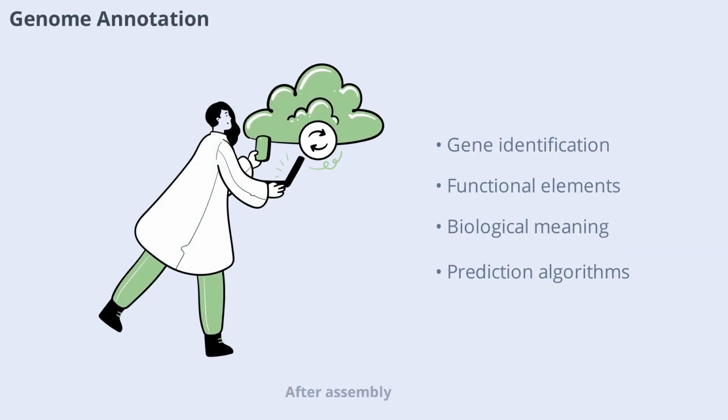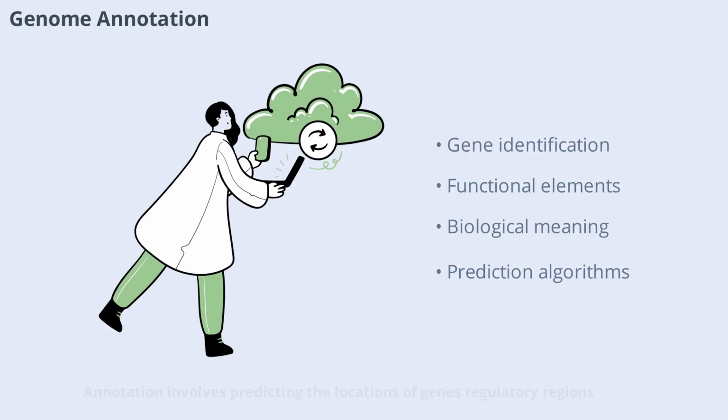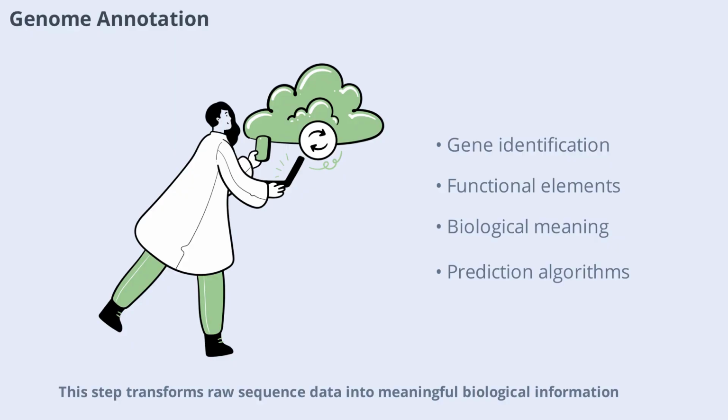After assembly, scientists annotate the genome to identify genes and other functional elements. Annotation involves predicting the locations of genes, regulatory regions, and non-coding RNAs. This step transforms raw sequence data into meaningful biological information. Accurate annotation is essential for understanding how genes function and interact within the genome.